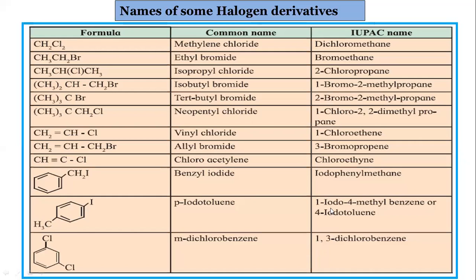So the name is given here 1-iodo. If it is 1, 2, 3, 4, the name will be 1-iodo and 4-methyl benzene, or 4-iodo. If it is considered as toluene, it is considered as number 1, because the special group is considered as number 1. So 1, 2, 3, 4. It becomes 4-iodotoluene. This is meta dichlorobenzene, or it is also called 1,3-dichlorobenzene.